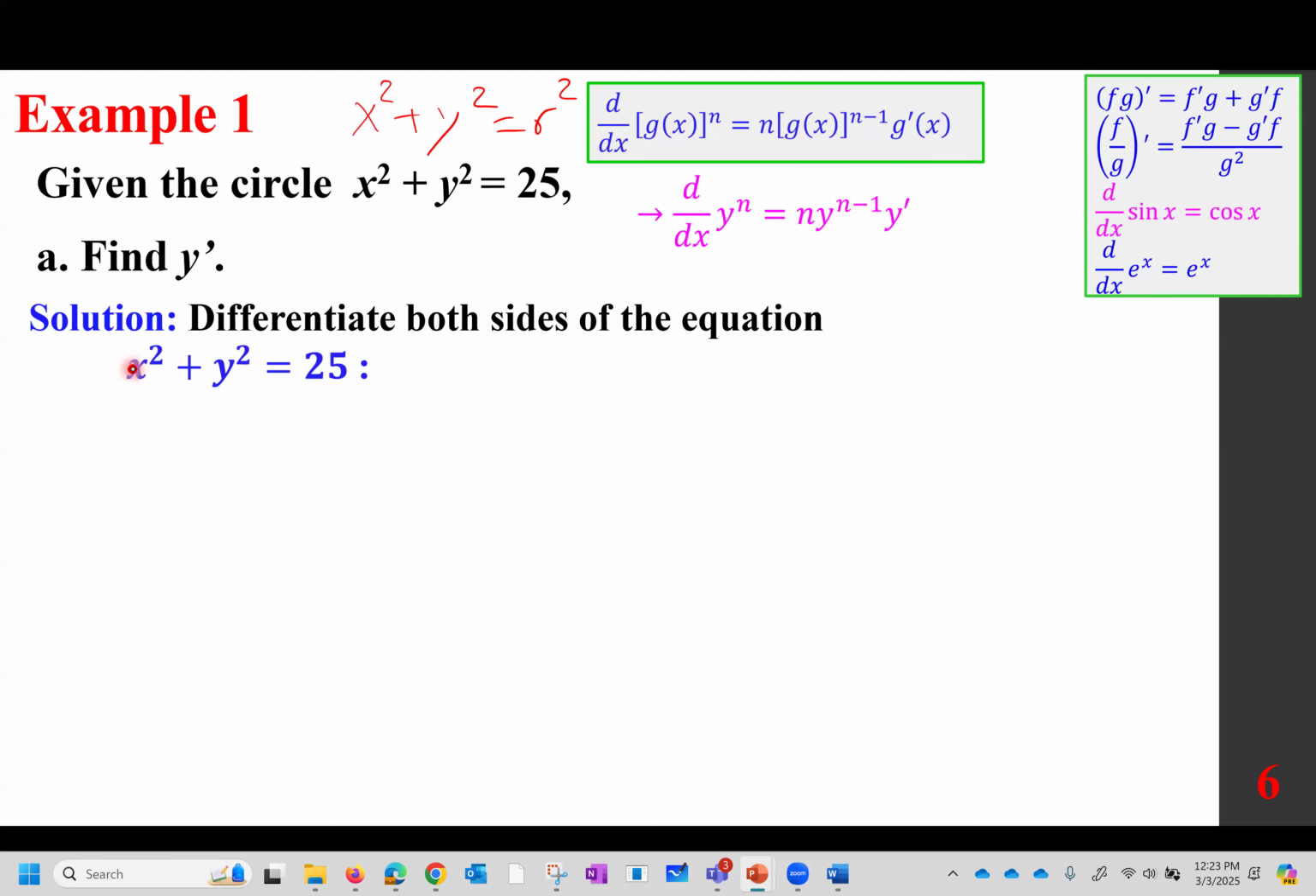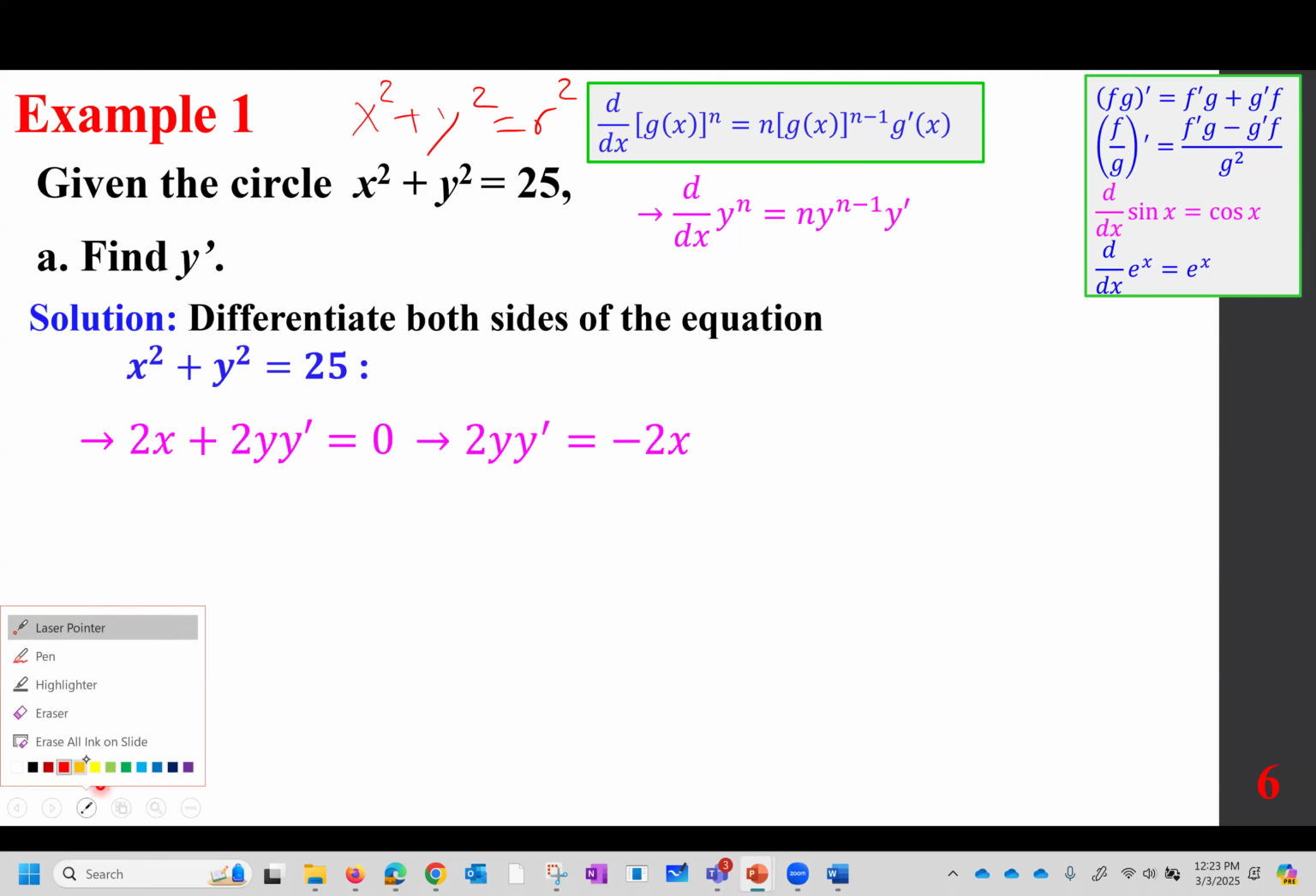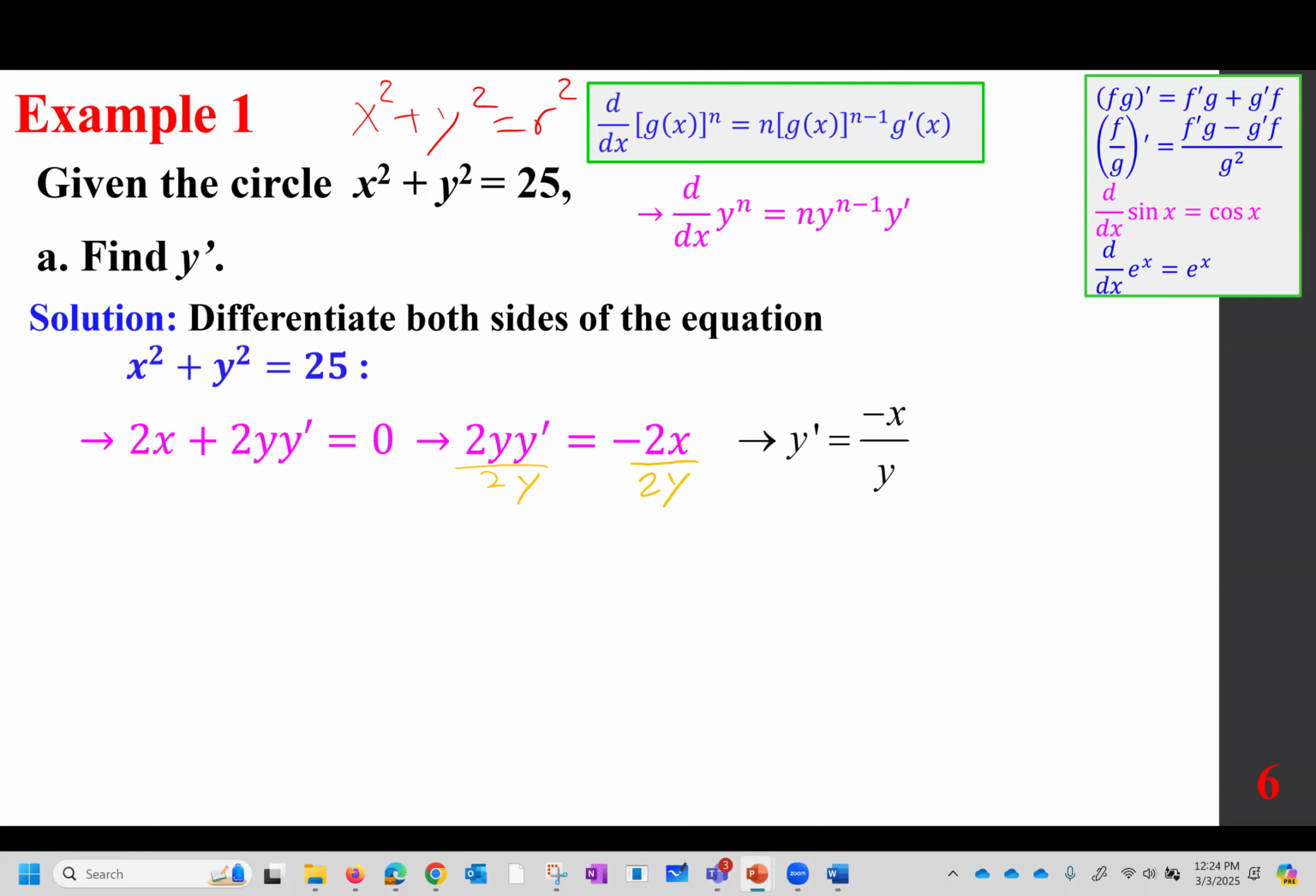So this gives you 2x. This gives you 2y y prime. 25 is a number, gives you 0. Again, this is really the same as this one. Move the 2x, make it negative on the right. Divide by 2y, and y prime is negative x over y, and you're done.